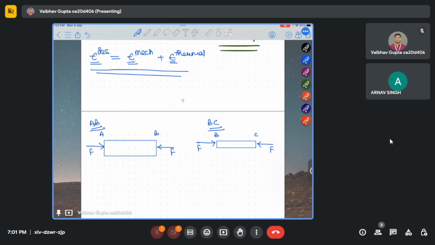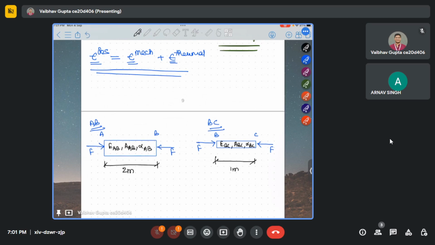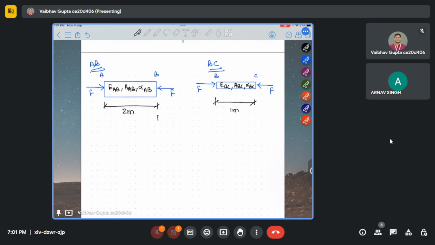Now what are the specifications given to us? E has been given to us, we write it as E AB. Area AB has been given, and alpha AB has been given. Length is 2 meter here. Here the length is 1 meter. Here E BC has been given, area BC has been given, and alpha BC has been given. Now, since the force has been applied, it will change some length, delta B.